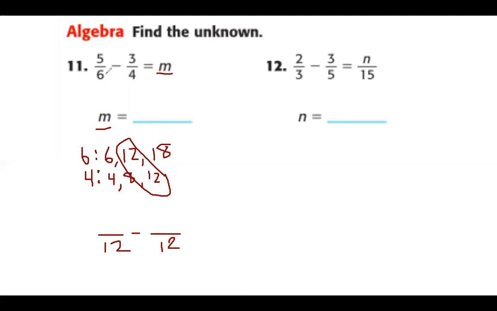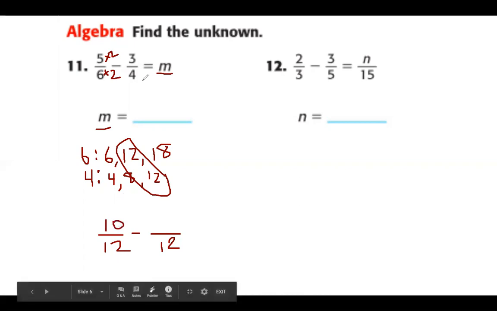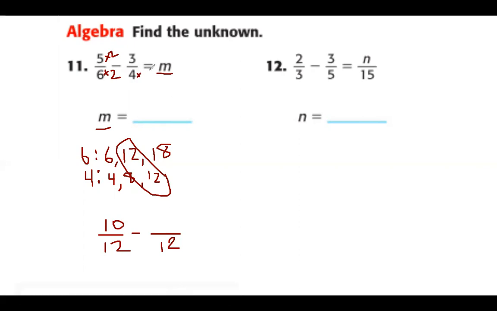Okay, so now I need to ask myself, 6 times what gets me 12? Well, I should know 6 times 2, which means I need to do 5 times 2, and 5 times 2 gets me 10. So my equivalent fraction for 5/6 is 10/12. And then I want to do 4 times what gets me 12? That is 4 times 3. Since I do 4 times 3, I also need to do 3 times 3, which gives me 9.